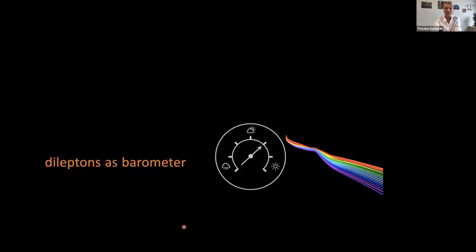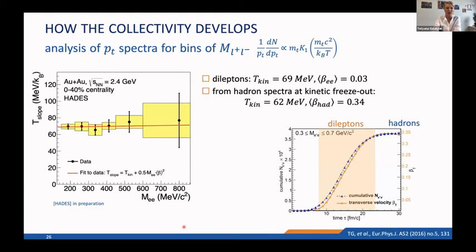Further characteristics of the fireball are provided by the measurements of the transverse momentum spectra, meaning we can use dileptons as a so-called barometer to learn about the collectivity which develops in the system. To do that, we analyze experimentally the transverse momentum spectra of the dileptons, and then we plot the slope of this PT spectra as a function of the invariant mass of the dileptons.